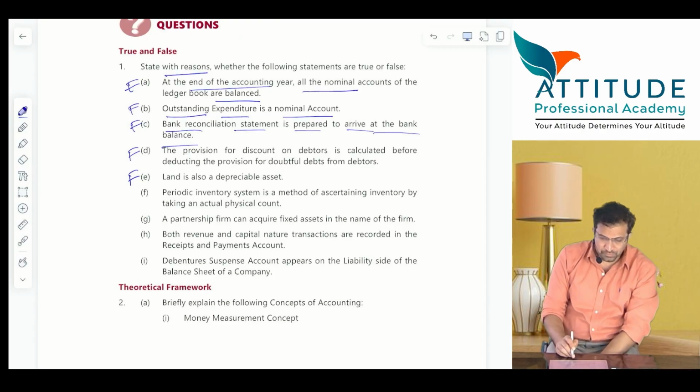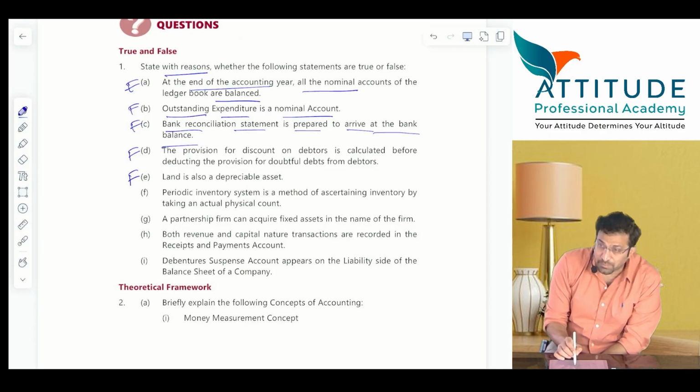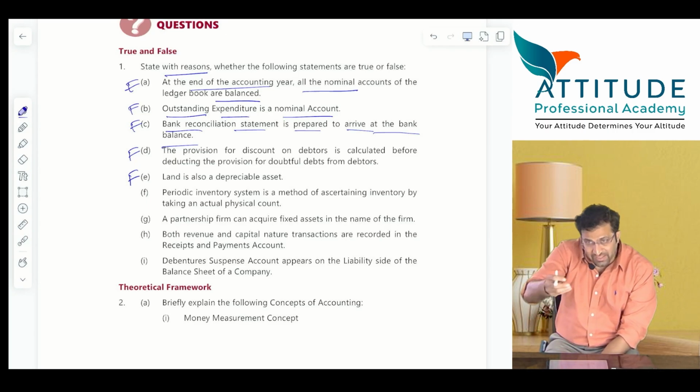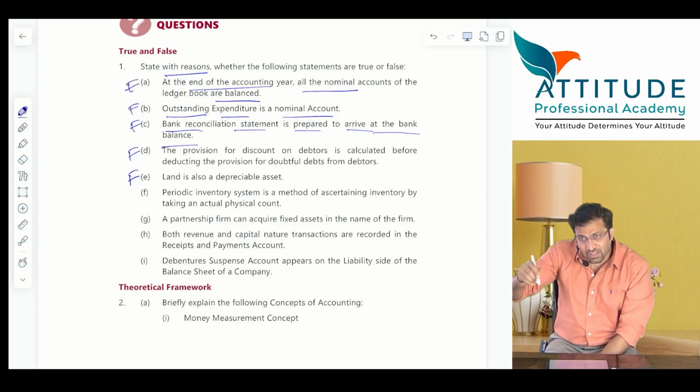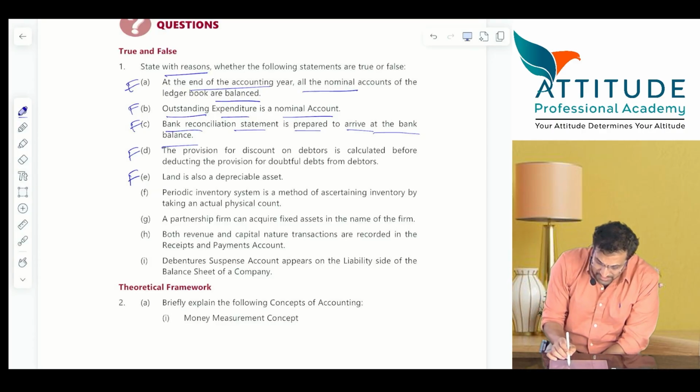F. Tell me. Under periodic inventory system. Periodic inventory system means what? Do you check the inventory every day? Every day you record, or once in a year? That is periodic. Periodic inventory system is the method of ascertaining inventory by taking an actual physical count.